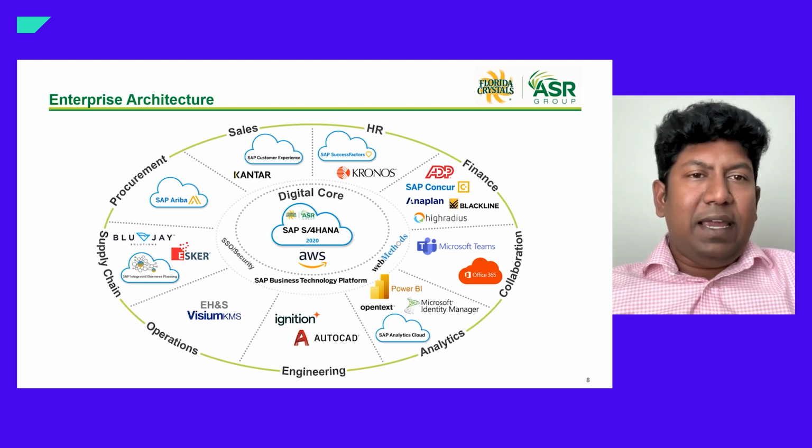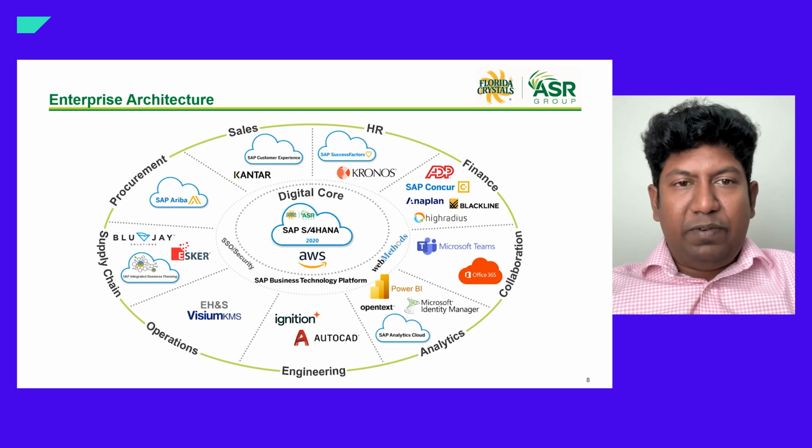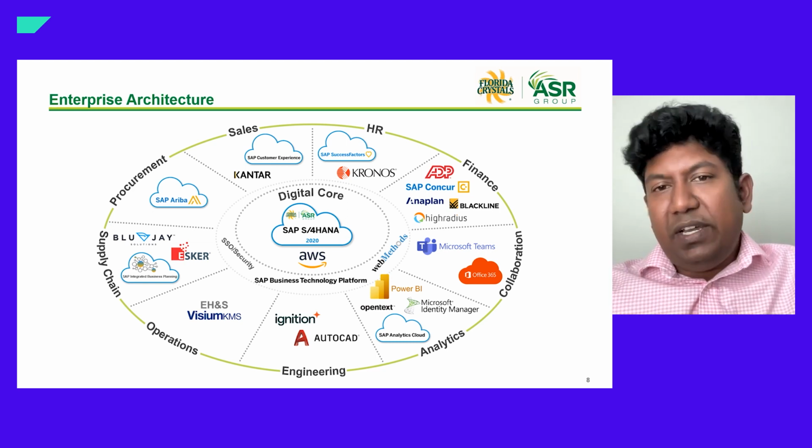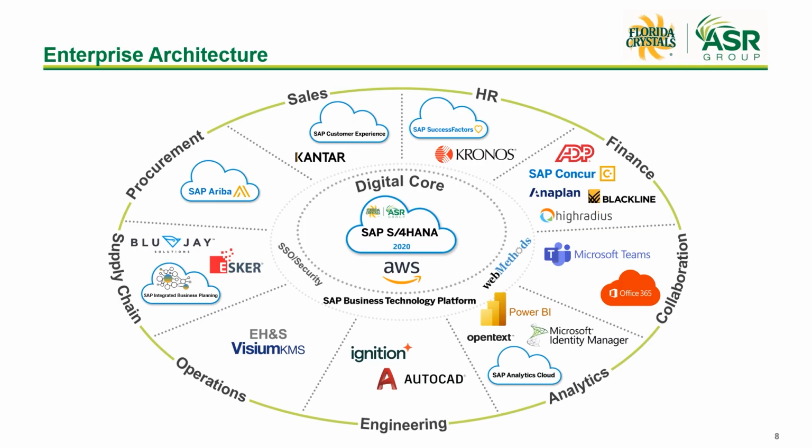And this is our high level enterprise architecture overview. This will basically share the whole theme. At the center, you have a digital core, which is running on S4 HANA 2020 and running on top of AWS data center and surrounded by business technology platform.